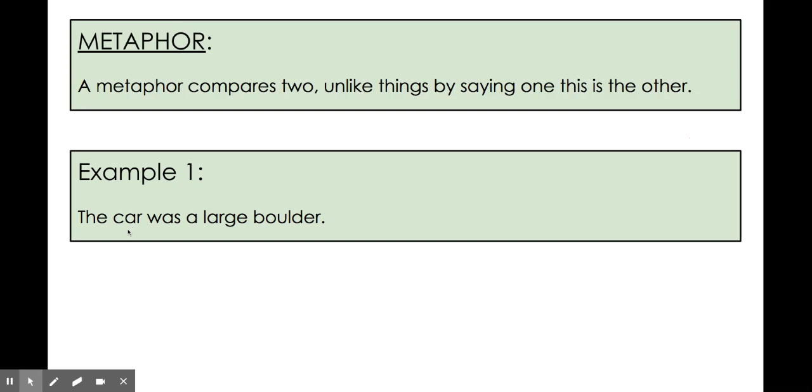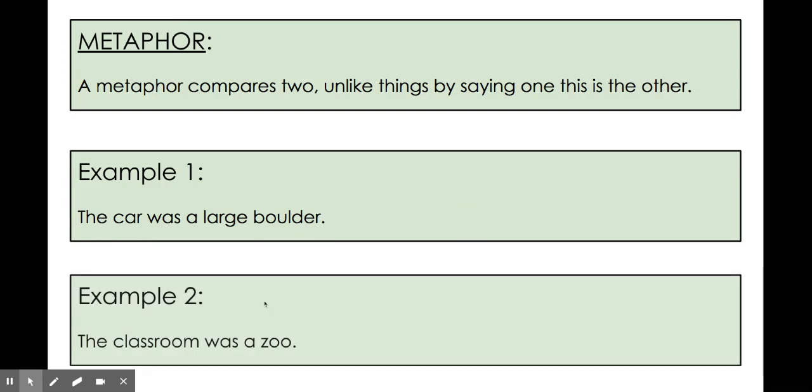Example 1. The car was a large boulder. This sentence is comparing two unlike things. What are we comparing? We are saying that the car is a boulder. A large boulder is a big rock. It's a huge rock, okay? It says that the car was a large boulder. Now, is the car a big rock? No, but a boulder is large and heavy. So they are comparing the car to a boulder to show that the car is also large and heavy.